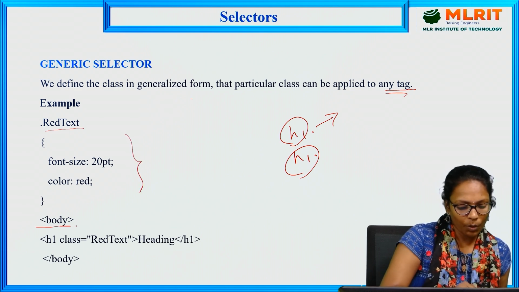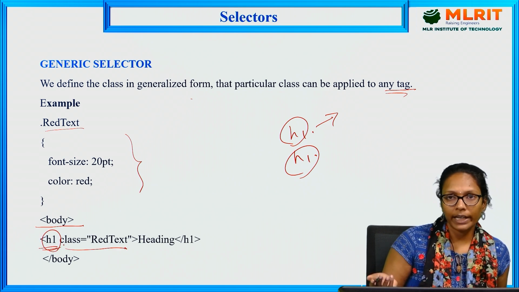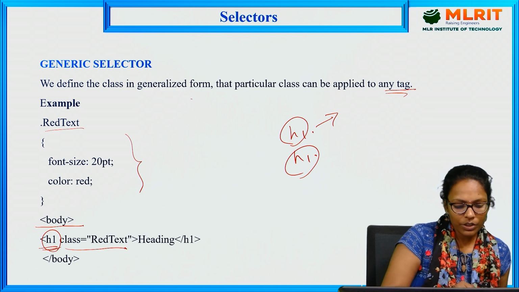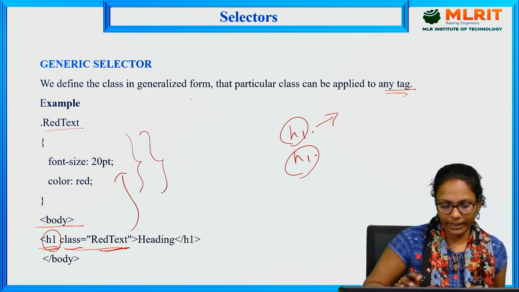Here I'm writing body tag. Within body tag for H1, the class name is red text. Here it may be H1 or P or an anchor tag, whatever it may be. We are just checking only the class name. The class name is red text, so that these styles will be applied here.